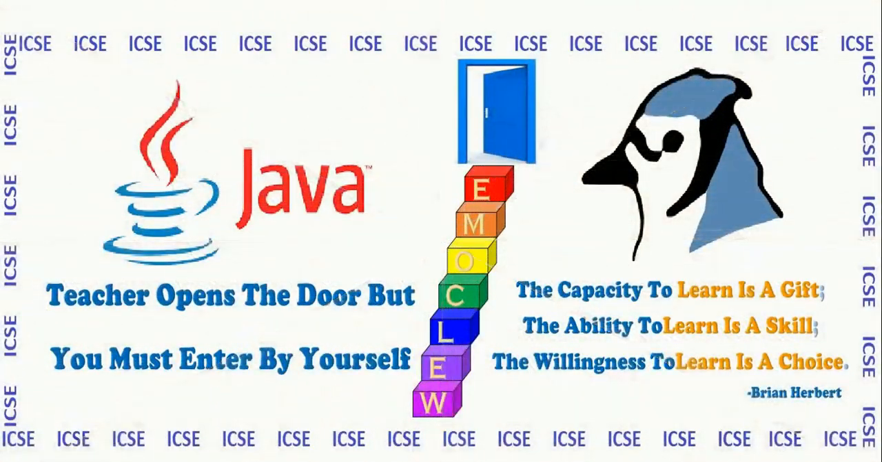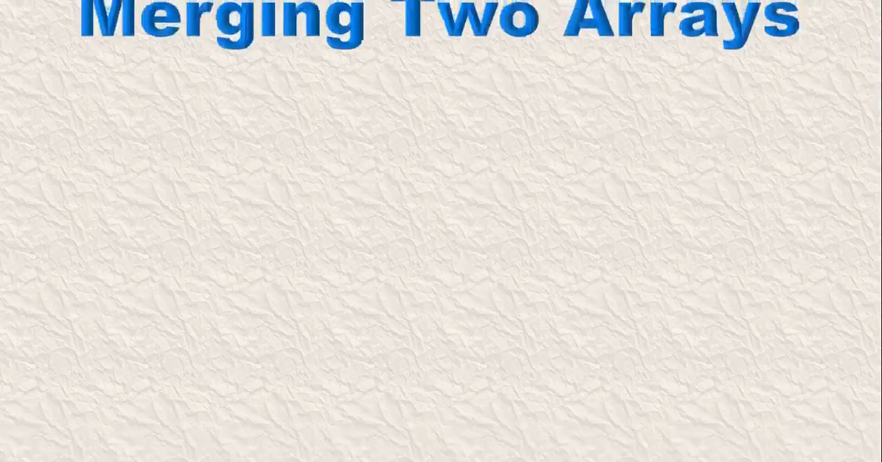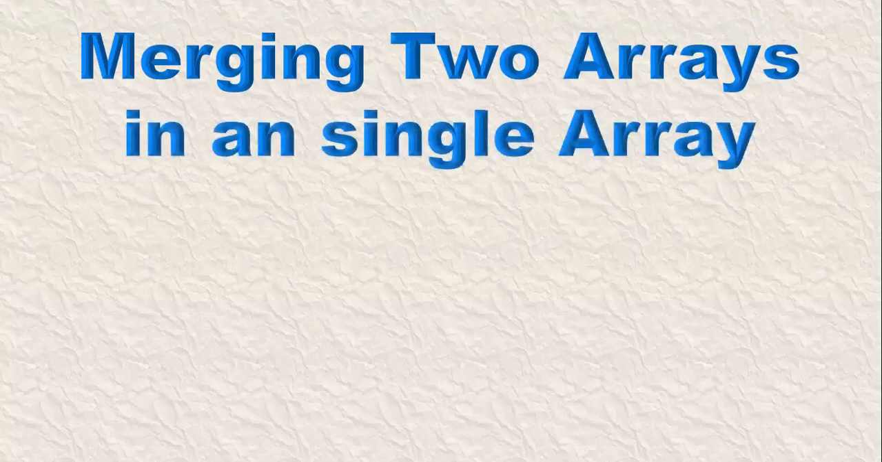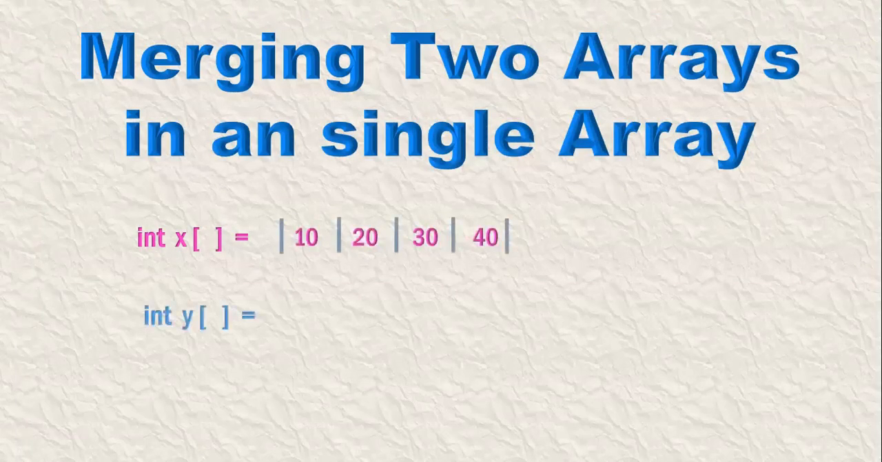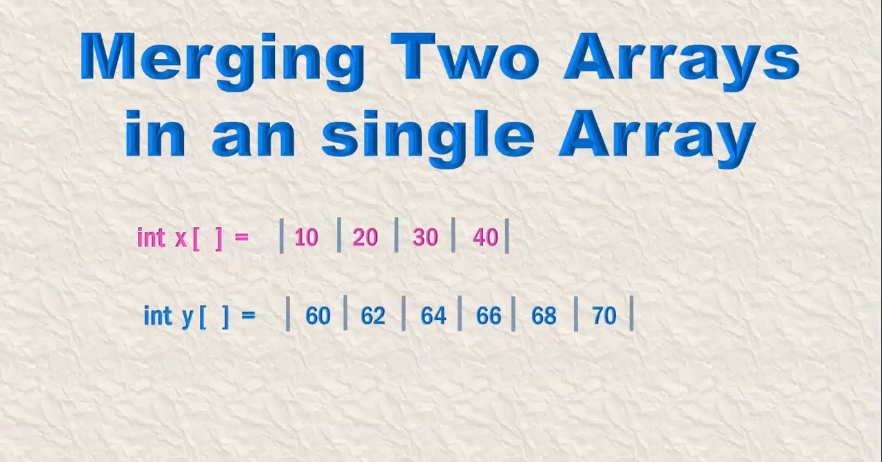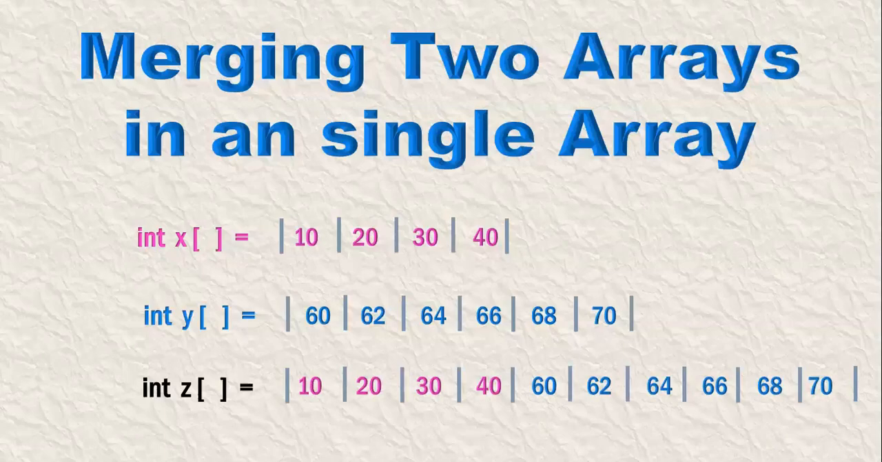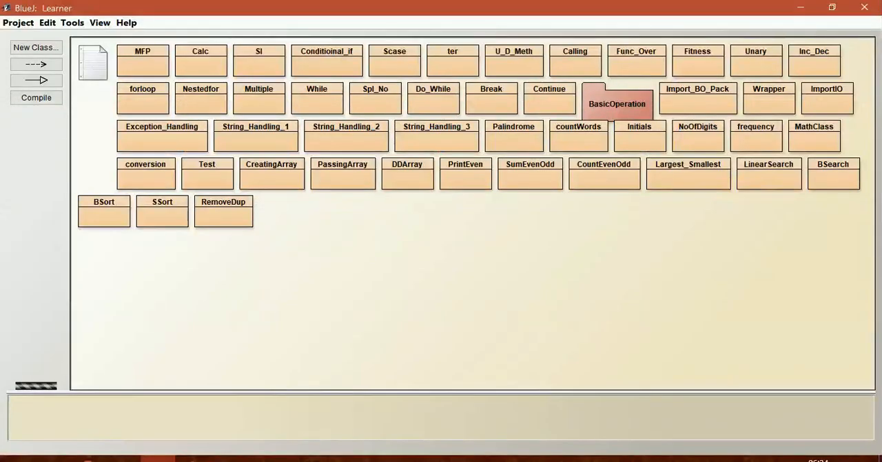Welcome back, students. In this lesson, we will see how to merge two arrays into a single array. Let us consider an array like this, and the other array is also given. The third array will be a combination of both the arrays like this. Let us go to the program.